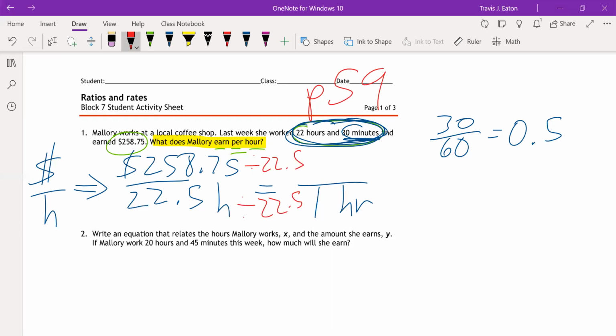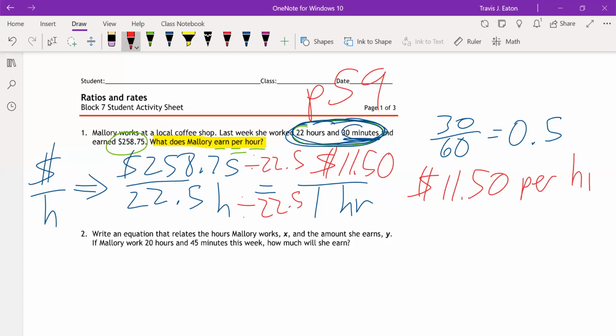So $258.75 divided by 22.5 works out to be, my calculator says 11.5. But since we're talking about money, we've got to tack on that extra zero. So $11.50 per hour. Per hour is how much money Mallory makes while she's working at the coffee shop.